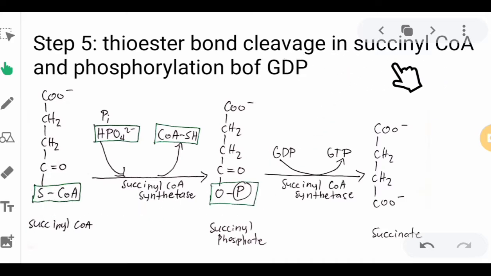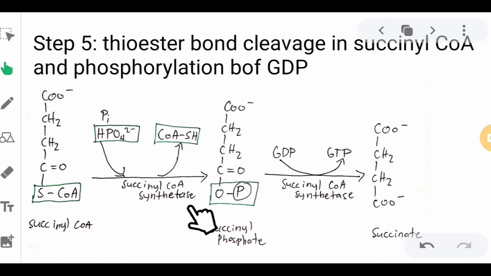And then, it will be using the phosphorylation. We will be using this HPO4 acid here to use the inorganic phosphate. So, when you cleave the bond of the S-CoA, you will be having an oxygen here, and then the inorganic phosphate here. So you now have the succinyl phosphate, and the sulfur coenzyme A here will attach itself on the hydrogen here. So then it will produce a coenzyme sulfhydryl again that will be released.